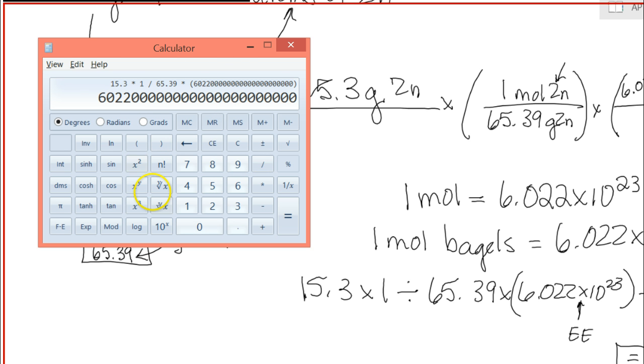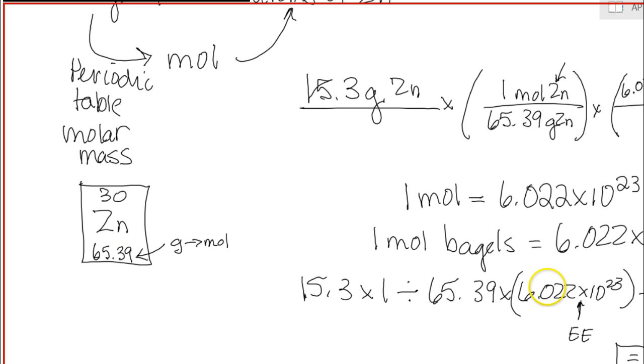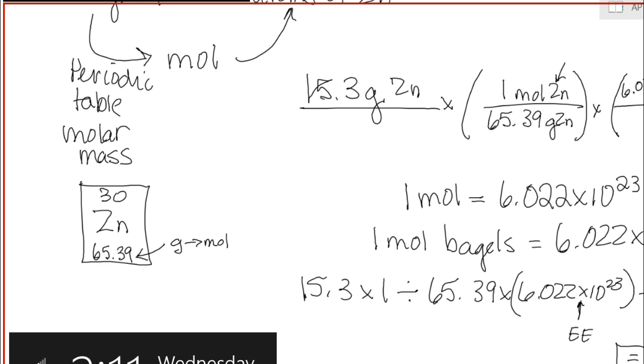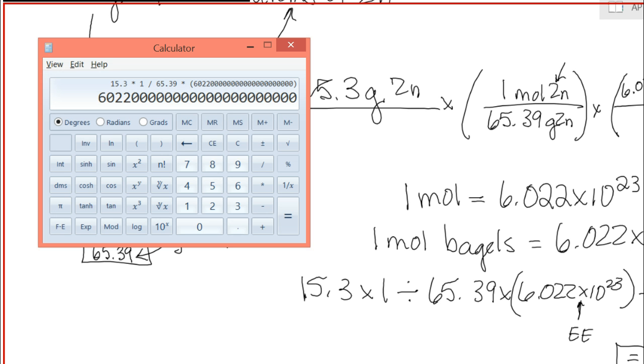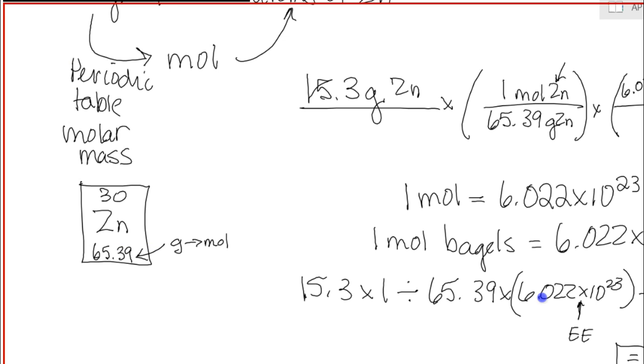All right, so now I've got this big, huge number, and I'm going to take it, and I'm going to go 6.022. Let's bring back my calculator here. There's my answer. Okay, so this was not my answer. Wish I could make that show up at the same time.